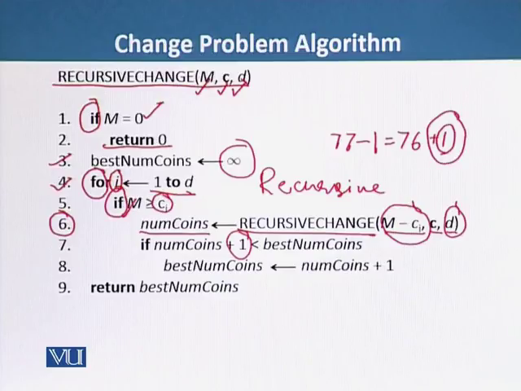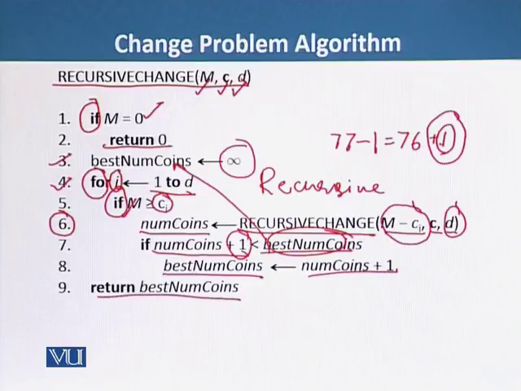So if the number of coins plus this coin is less than the best number of coins, then we will assign this value to the best number of coins, and that will be number of coins plus 1. This is the value. So once we have the minimum number of coins, we will return the answer as best number of coins. So here we can see that this is a recursive algorithm, and step number 6 will call the recursive function for D again and again.